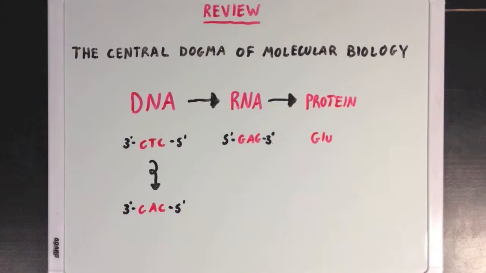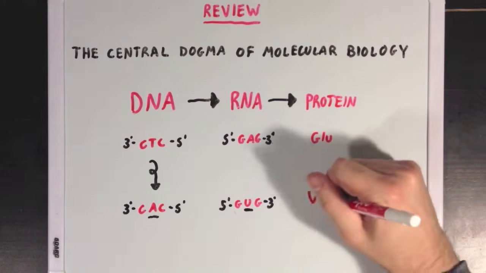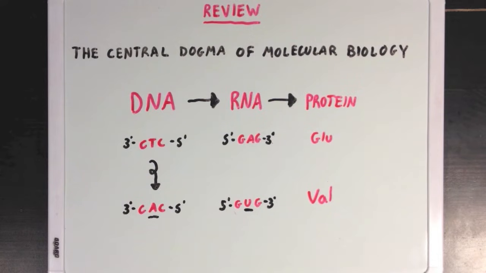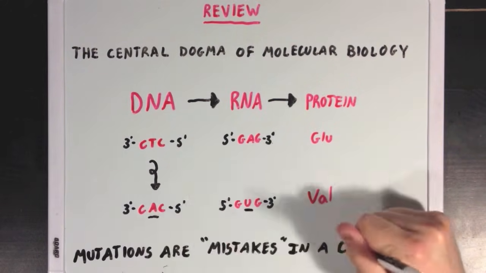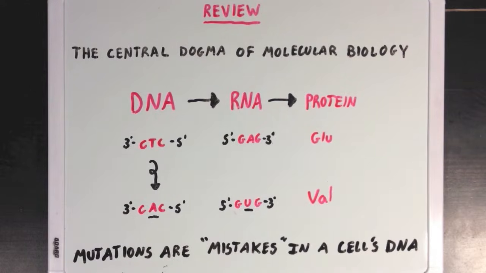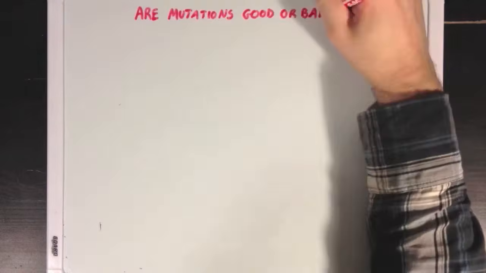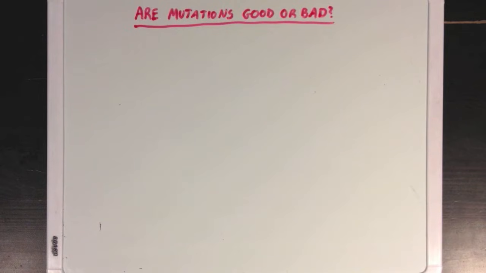Now, if you mutate one of the nucleotides on DNA, like turn this thymine base into an adenine base, then that will affect the RNA sequence and ultimately the protein that follows. So we say that mutations are generally mistakes in a cell's DNA that lead to abnormal protein production. So are mutations good or are they bad? And what kind of effect do they have on the affected organism?